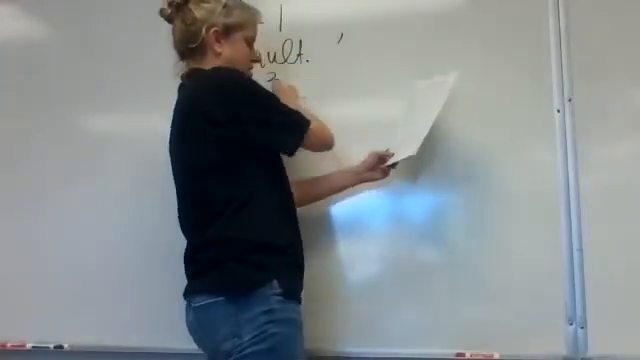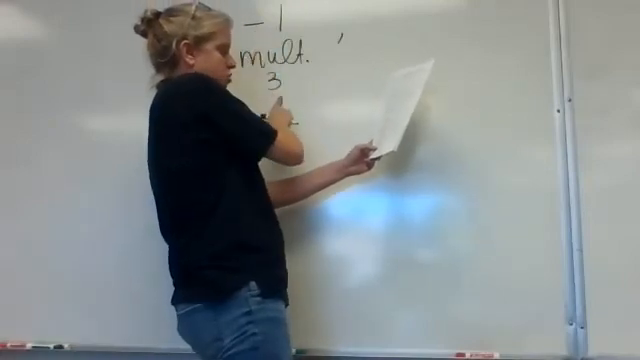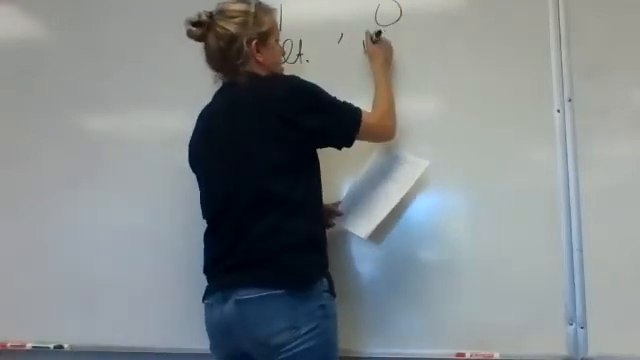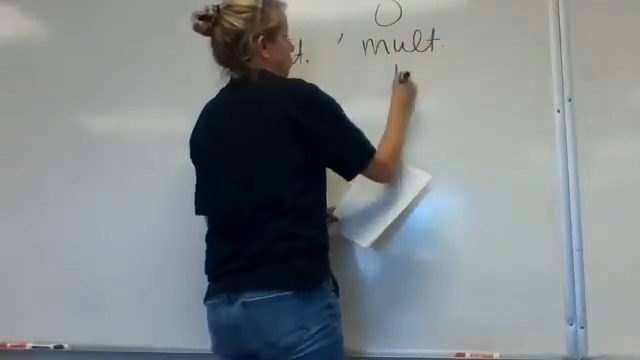I mean 1. Hang on. Negative 1 is a 0 of multiplicity 3. 0 is a 0 of multiplicity 1.